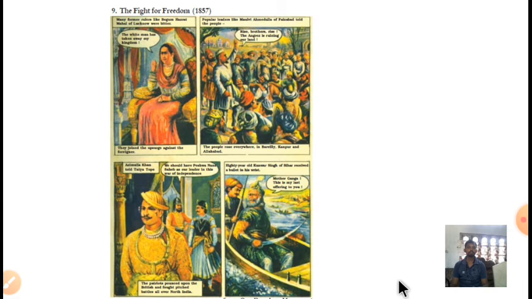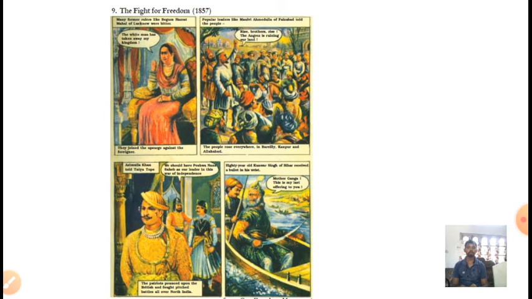80 years old Kanwar Singh of Bihar received a bullet in his wrist. Mother Ganga, this is my last offering to you. The patriots punched upon the British and fought pitched battles all over North India.